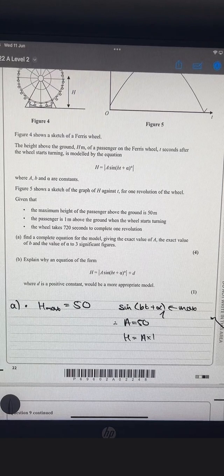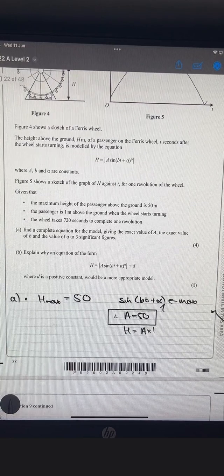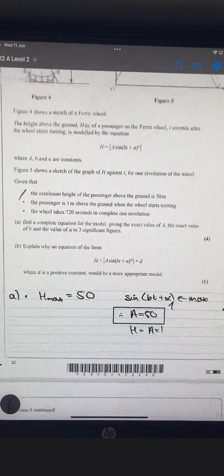So then I just say this is my first bit done. All right, so I've worked through the first bullet point. That's what I get. All right, cool. Cross that out. Look at my second bullet point.